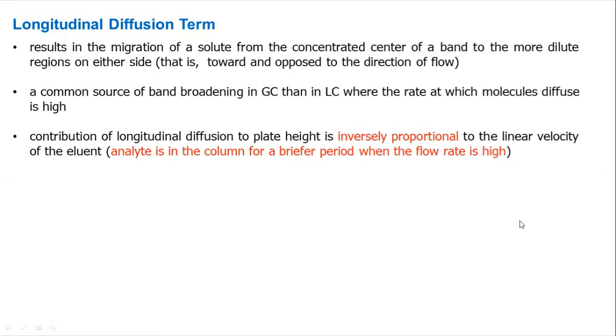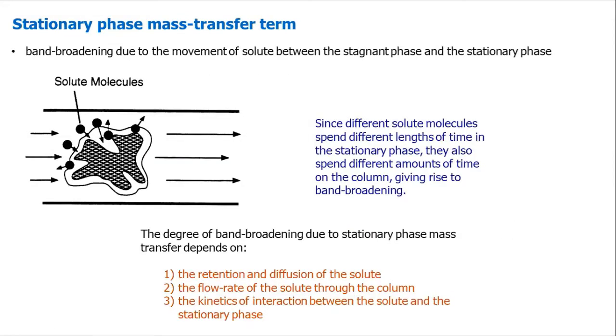The contribution of longitudinal diffusion to plate height is inversely proportional to the linear velocity of the eluate. In this situation, the analyte is in the column for a briefer period when the flow rate is high. Next is the stationary phase mass transfer term. This is the band broadening due to the movement of solute between the stagnant phase and the stationary phase. Since different solute molecules spend different lengths of time in the stationary phase, they also spend different amounts of time on the column, giving rise to band broadening.